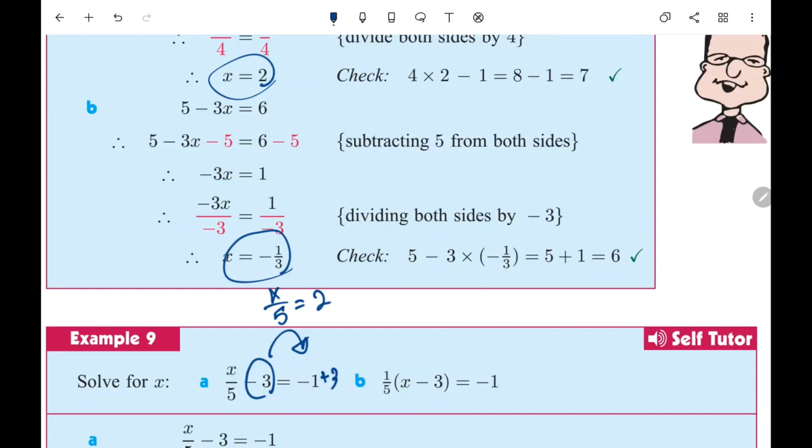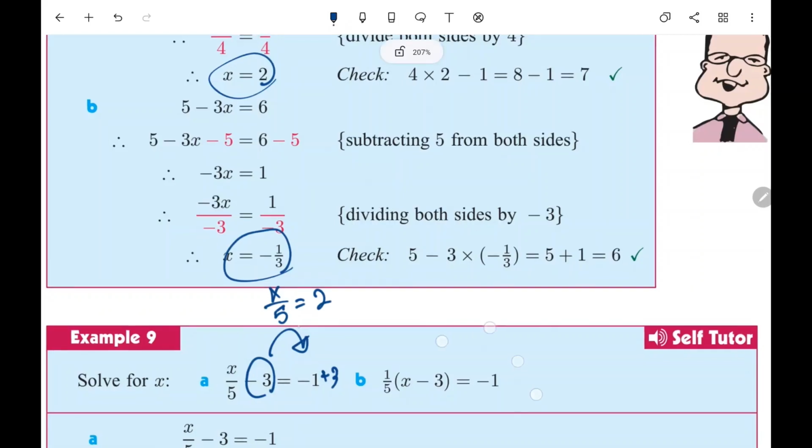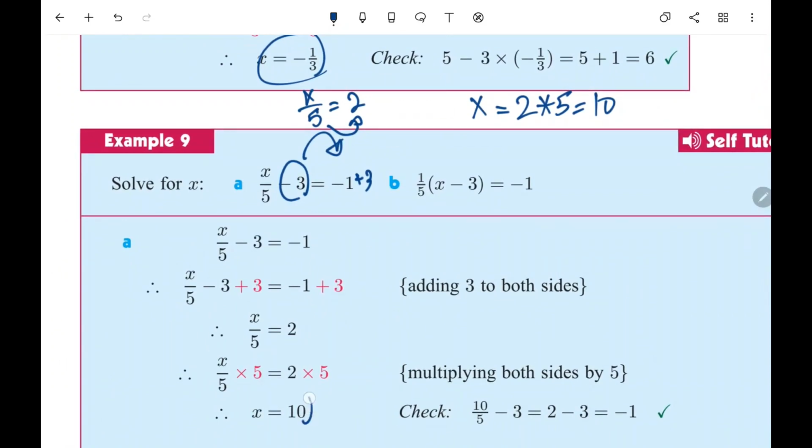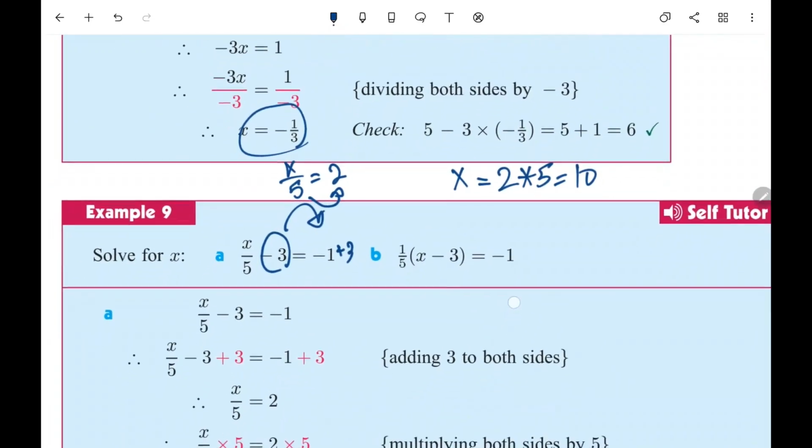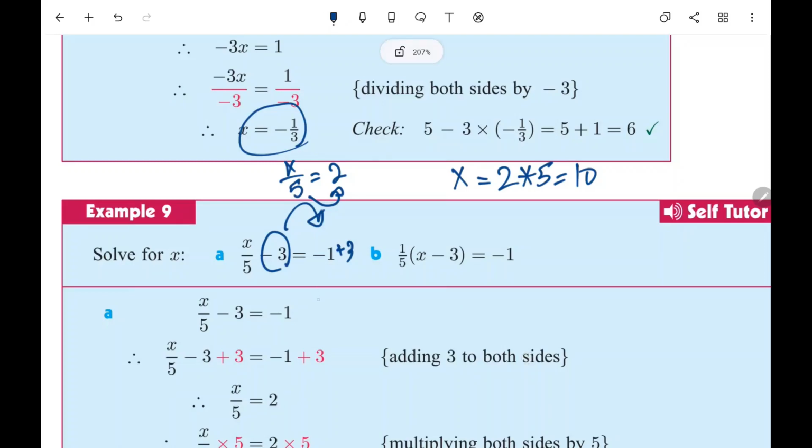What is the mathematical operation between x and 5? We have division. So we need to move it to the other side by the inverse operation. So x will equal 2 times 5, which equals 10. So here is x equals 10. Let's substitute to double check our answer. We have 10 divided by 5 minus 3. 10 divided by 5 equals 2, minus 3 equals negative 1. Yes, this is the answer, so it's correct. Moving to the next part.